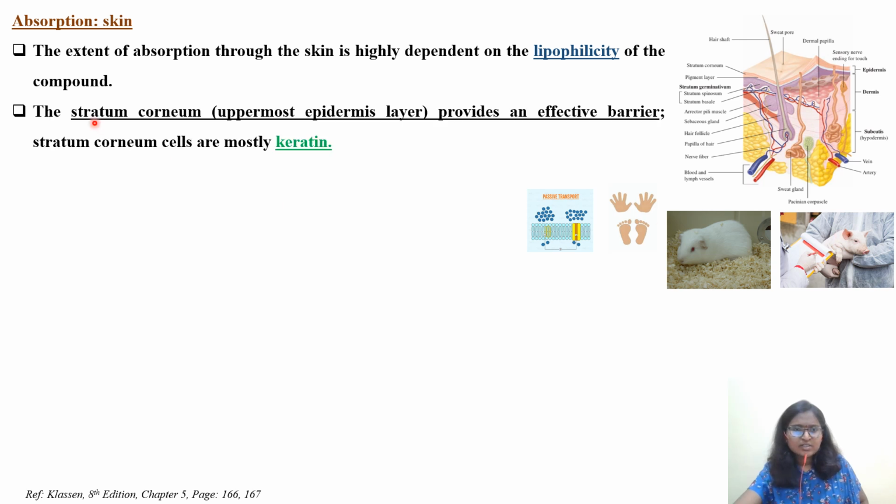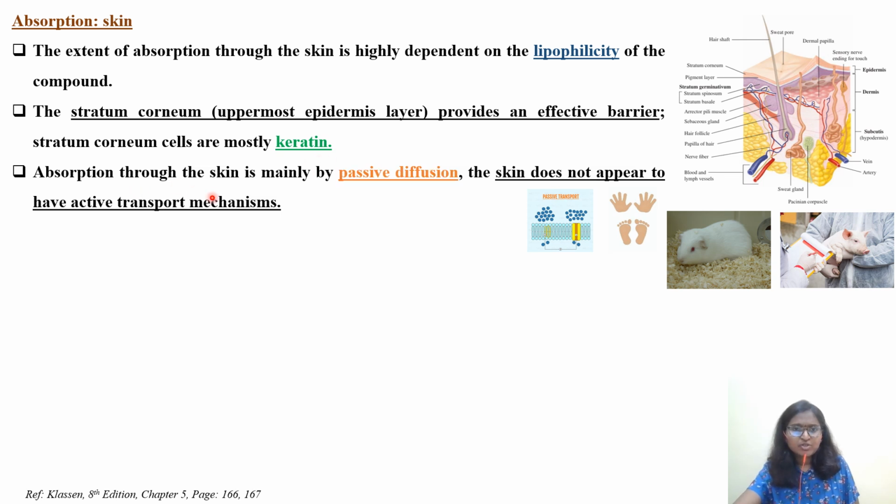The stratum corneum, the uppermost epidermal layer, provides an effective barrier. Stratum corneum cells are mostly keratin, so try to learn the composition of keratin, the outermost layer whose main function is to protect. Absorption through skin is mainly by passive diffusion. As we know, there are different cell transport mechanisms: passive transport, facilitated diffusion, and active transport, which is energy or ATP dependent, whereas passive diffusion is concentration dependent.